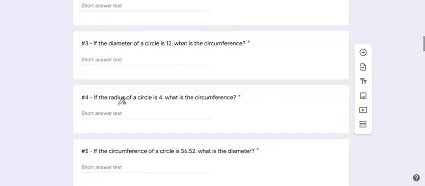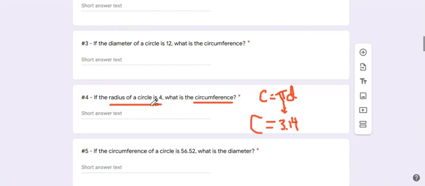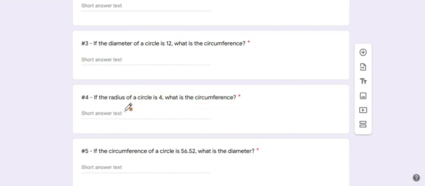And number 4, I have the radius and I want to know the circumference. So I'm going to write down the circumference formula, C equals pi times diameter. I'll plug in what I know. I know pi is 3.14. Do I know the diameter? Well, I know the radius, and if I know the radius, I also know the diameter, right? If halfway across a circle is 4, that means all the way across a circle, or the diameter, would be 8. So I plug 8 in for the diameter. So 3.14 times 8, that will give me the circumference.